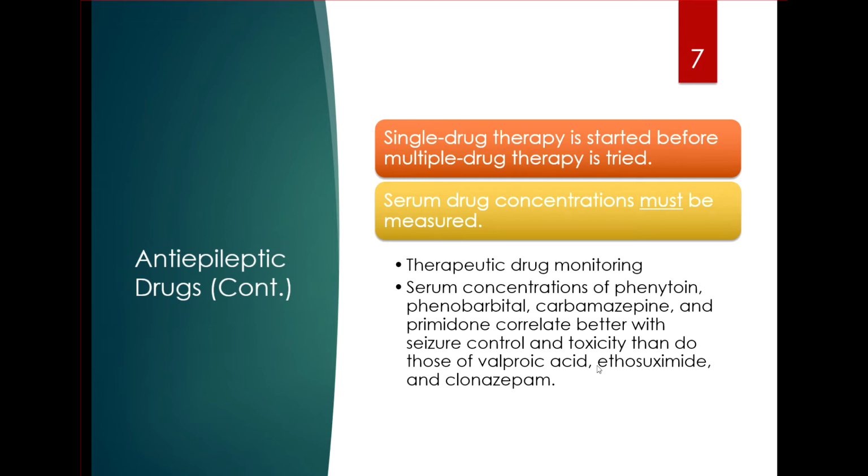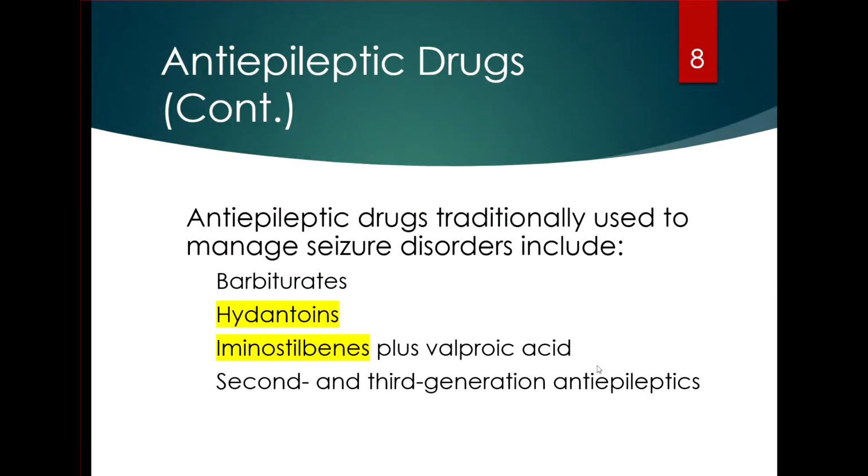So we look at serum concentration levels with phenytoin, phenobarbital, carbamazepine, and primidone. And those levels that we see in labs do correlate with better seizure control and controlling of toxicity. With the other drugs listed here, we don't really find that drawing those serum concentrations is helpful in determining what type of seizure control we'll get.